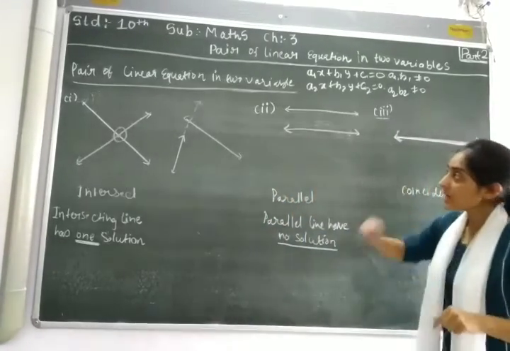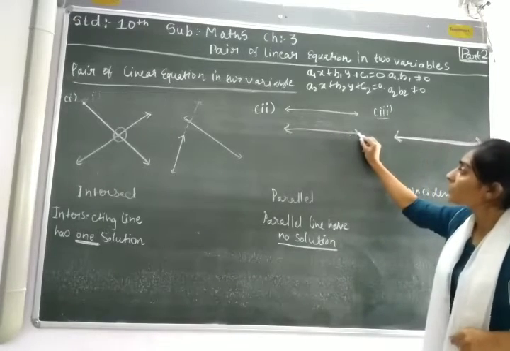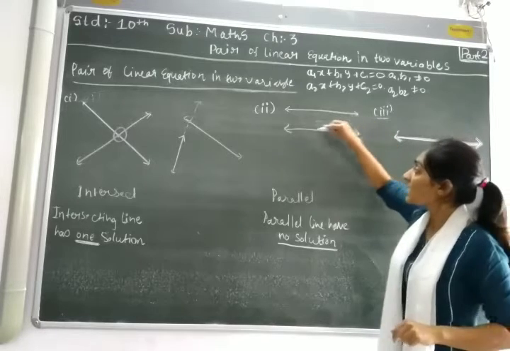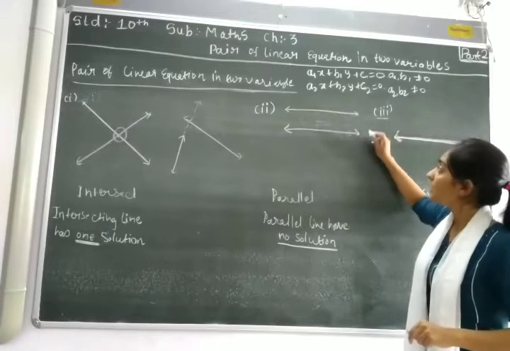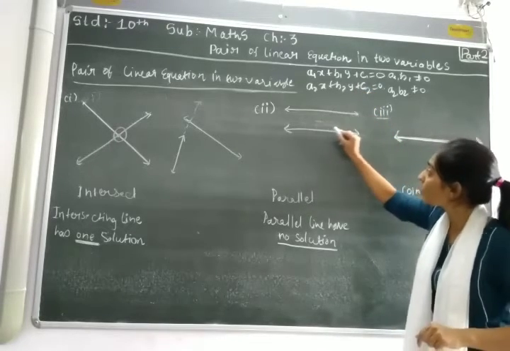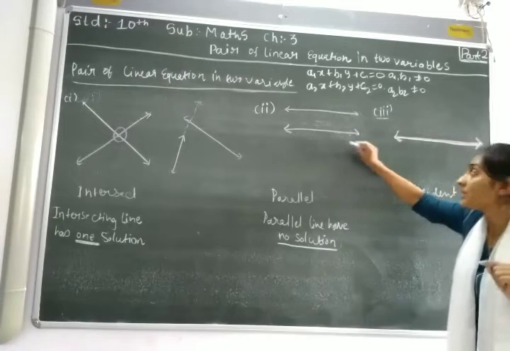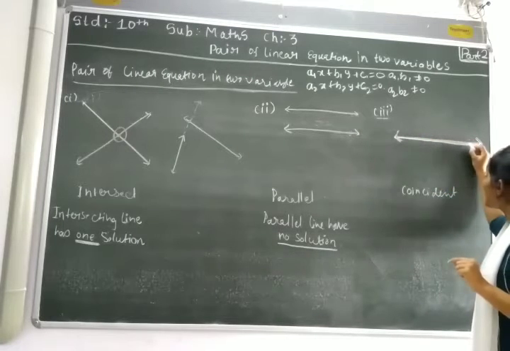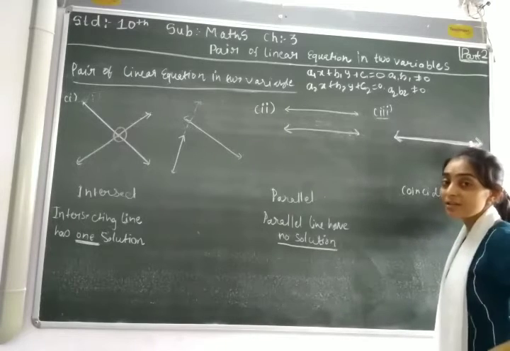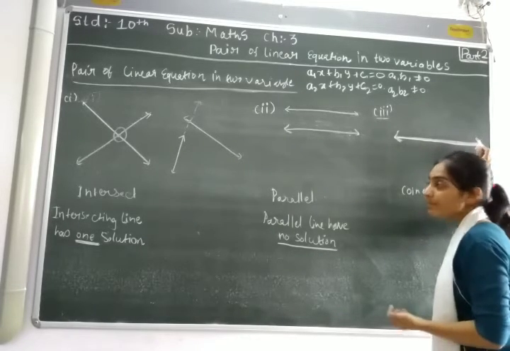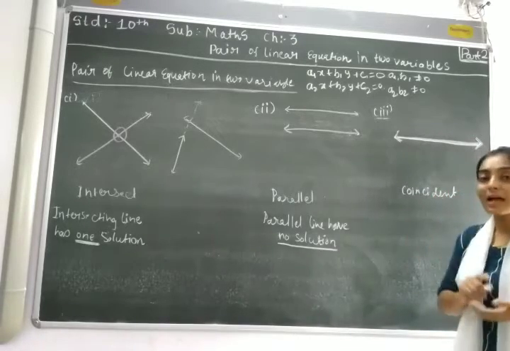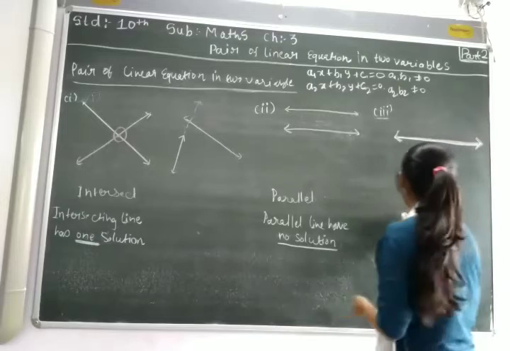Why am I saying infinite? Because each and every point of this line is a solution of this line only. How many points are on a line? Infinite. There are infinitely many points on a line, and all those infinite points are satisfied by both equations. So for coincident lines, how many solutions? There are infinite solutions.